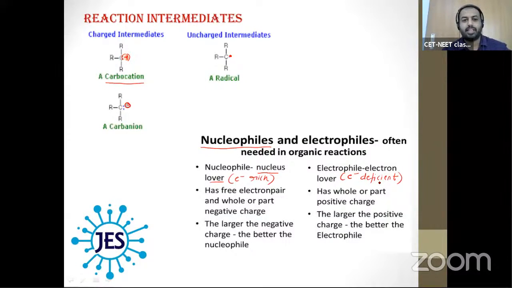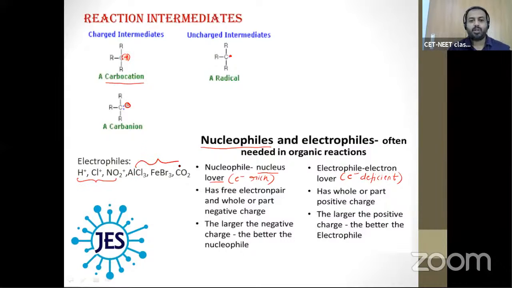Check out the examples here. See, these are some of the examples of electrophiles. Positive electrophiles and neutral electrophiles. All these are neutral and these are positive.